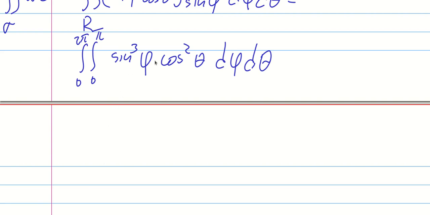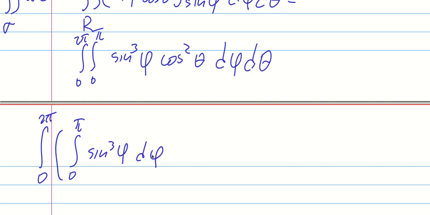Alright, so now we need to integrate this with respect to phi. So we have an integral from 0 to 2 pi, we have an integral from 0 to pi of sine cubed of phi d phi, and then we have d theta with cosine squared of theta d theta.